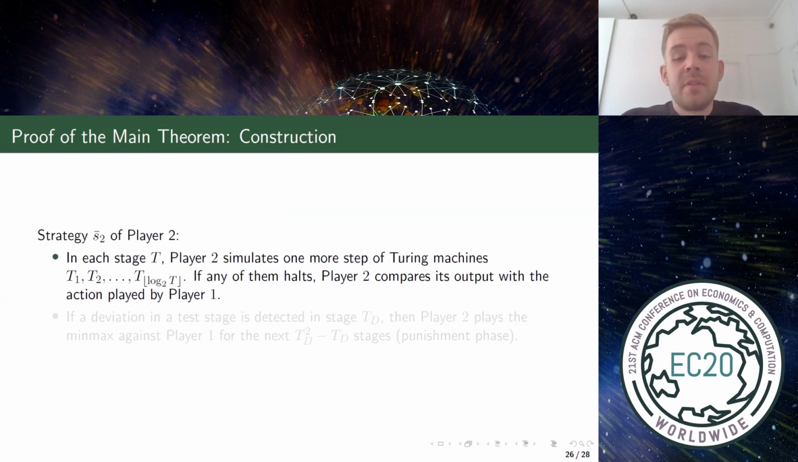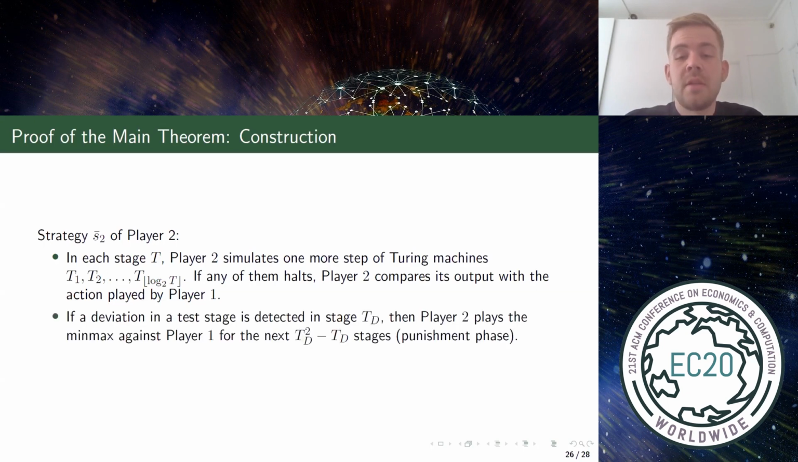Let us proceed with the strategy of player 2. In each stage t, player 2 simulates one more step of Turing machines T_1 up to T_log(t). If any of them halts in stage t_d, player 2 verifies whether player 1 played the correct action in the test stage, and if not, plays the minimax against player 1 up to the stage t_d squared. So for the next t_d squared minus t_d stages.